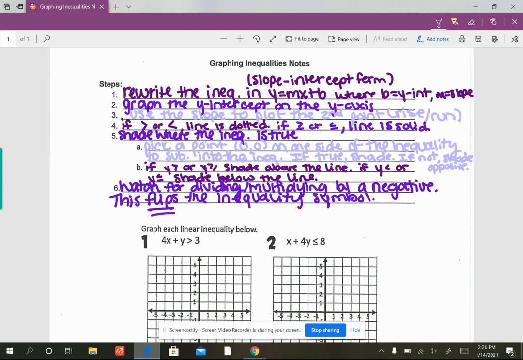All right, so graphing inequalities. So we're going back over this. We've done this already, but we're going to go into systems. So I just want to give a refresher on what we need to be doing.